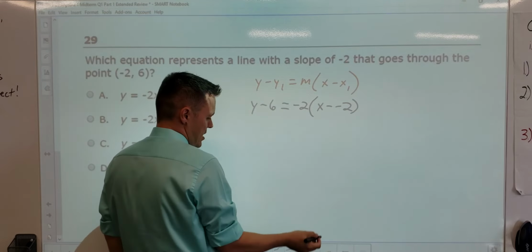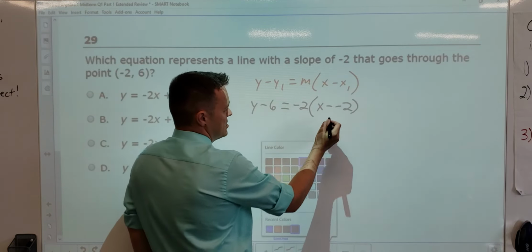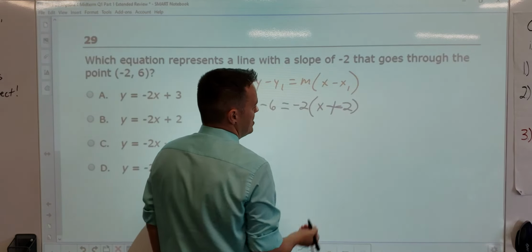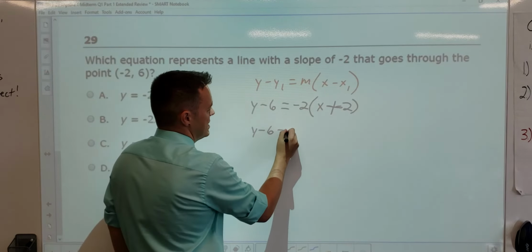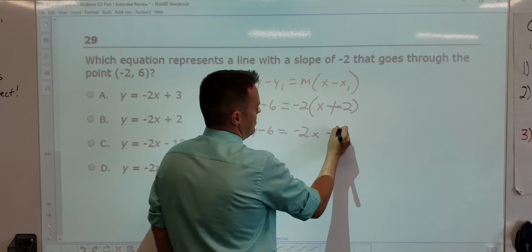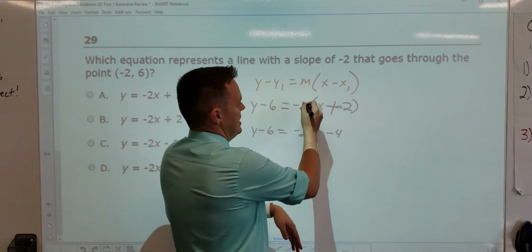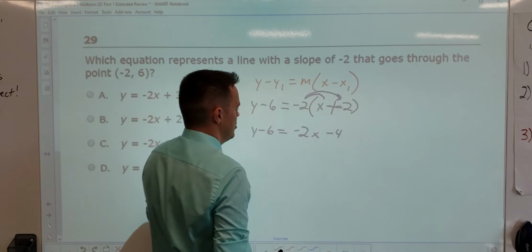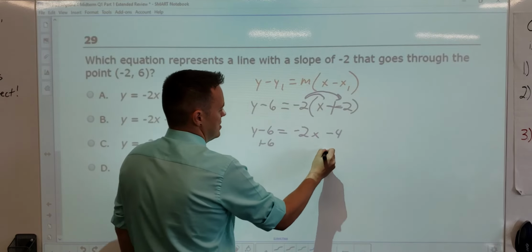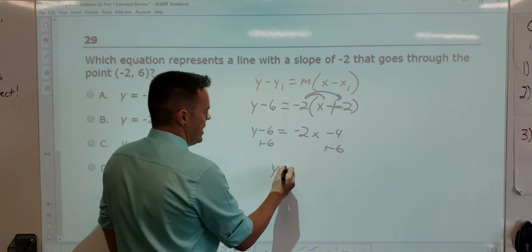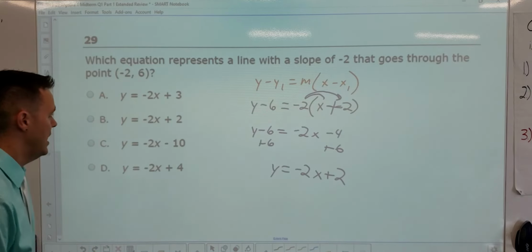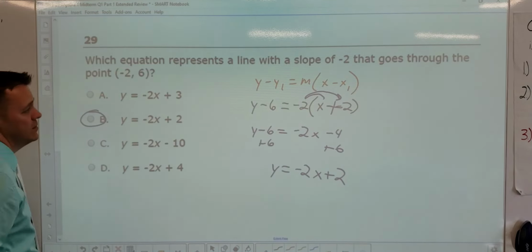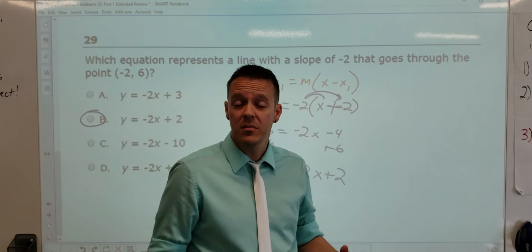So you would rewrite it, or you would combine. So I'm just going to combine these two together like that. So there's a big plus sign, it's giant. Do your distribution. So y minus 6 equals -2x minus 4. I distributed that in. Okay, make sure you have it. Plus 6. So that would be y equals -2x plus 2. And the answer is B. Check your math, make sure you're doing it right.